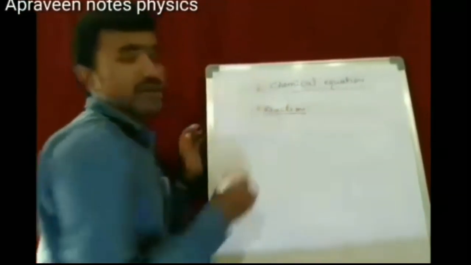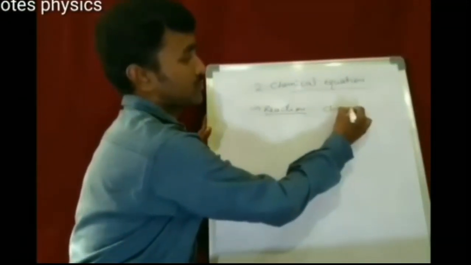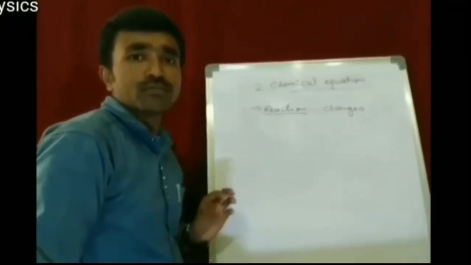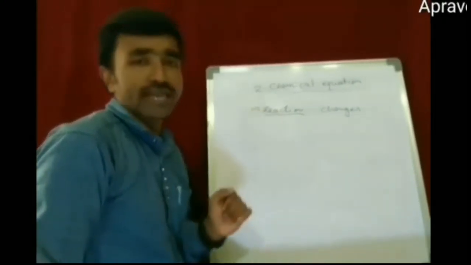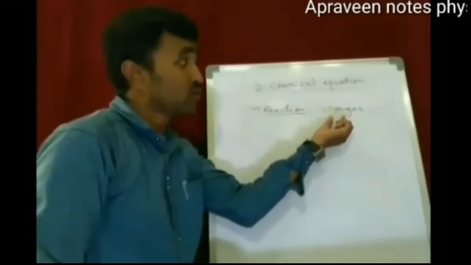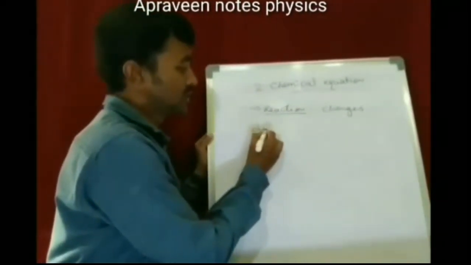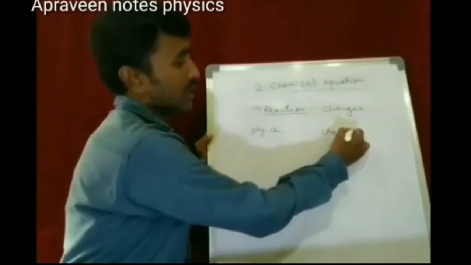Reactions are involved with changes. Without a change in the product, without different characteristics, we are unable to say it is a reaction. So first we need to understand what is meant by change here. Changes are mainly of two types: one is a physical change and the other is a chemical change.